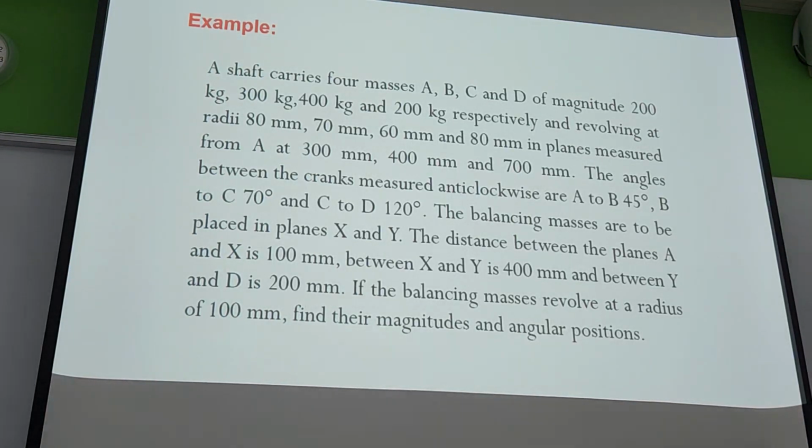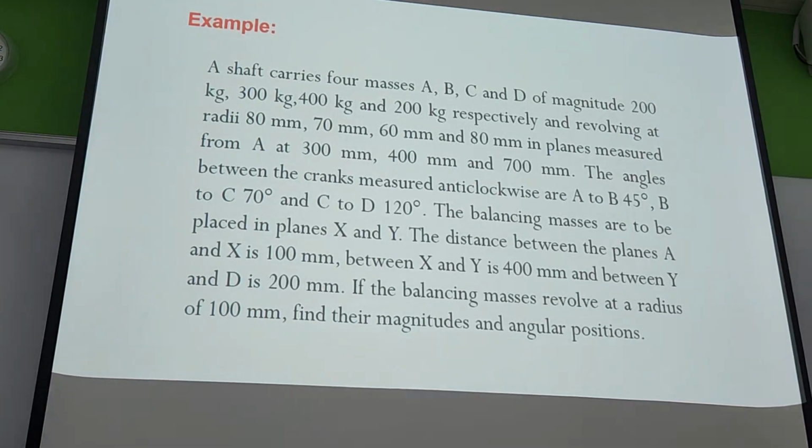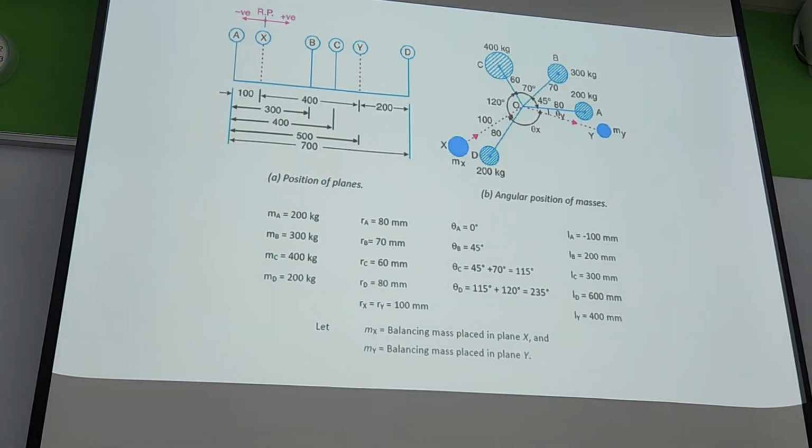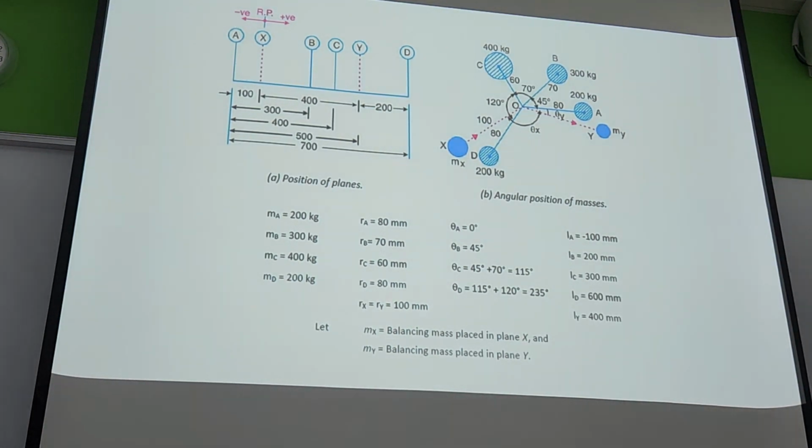Okay. So the balancing masses are to be placed in planes X and Y. Now the distance between the planes A and X is 400 mm. Okay, all the geometric information is given. So you can visualize the figure as shown here. Okay, so you can see the position in planes. Okay, the 4 masses A, B, C, D. Okay, so the X and Y are the correction planes.